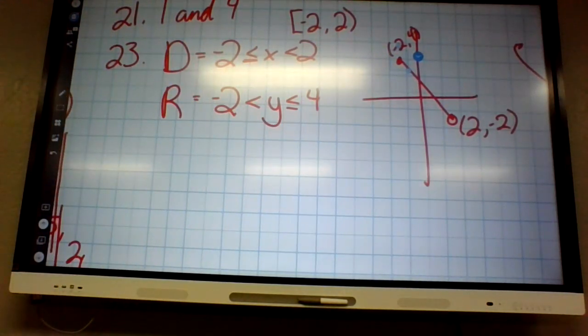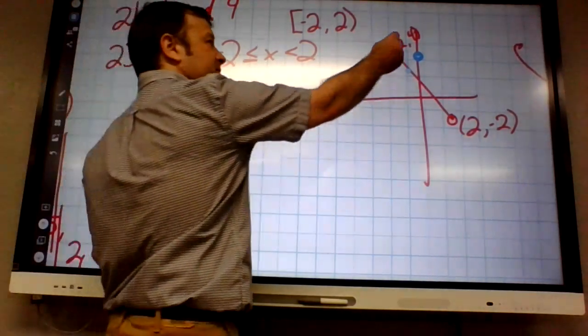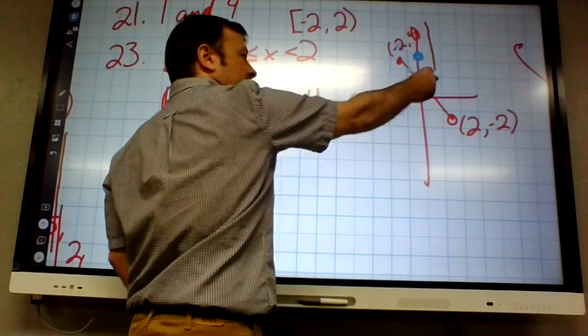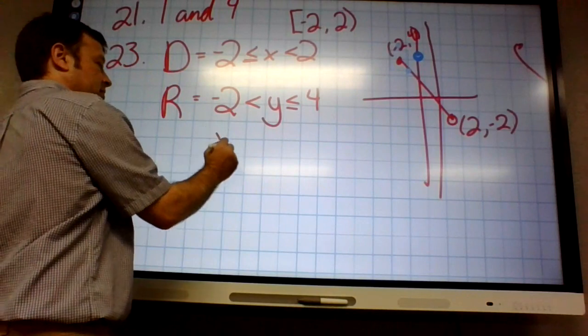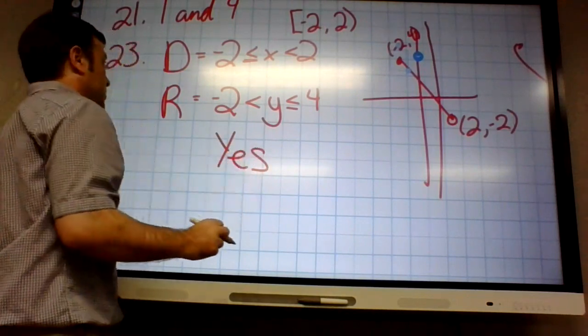All right, you guys got it? Is this a function? Yes, it is. It passes the vertical line test, right? Anywhere I draw a vertical line, it only hits the graph once. So we need to just put a big fat yes somewhere.